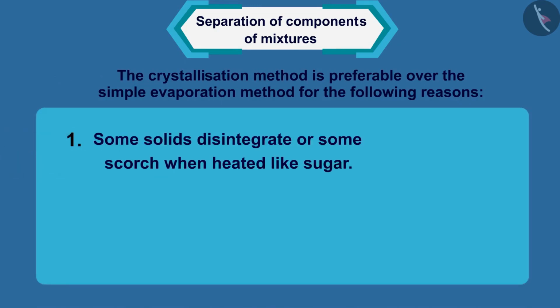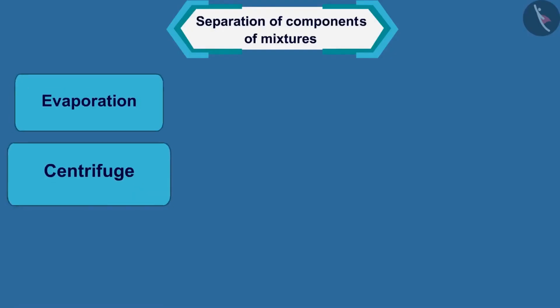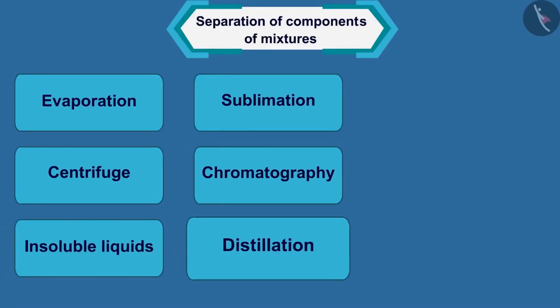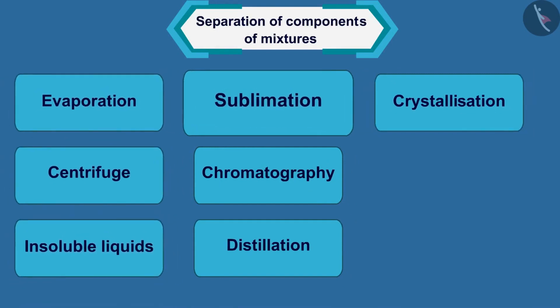1. Some solids disintegrate or scorch when heated, like sugar. 2. Even after filtration, some impurities can remain in the solution if the impurities are dissolved in the solvent. These impurities can contaminate the solid when evaporated. Thus, according to the nature of the mixture, we can get a pure substance by using any of the methods we have learned.